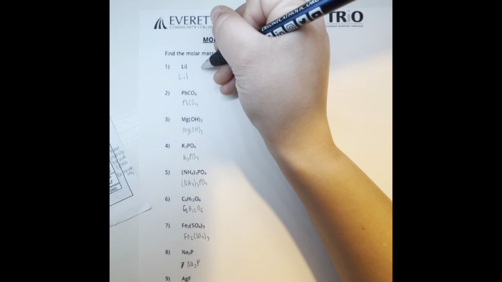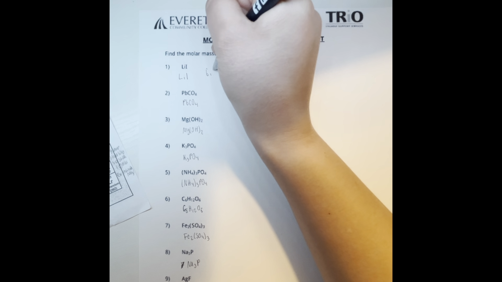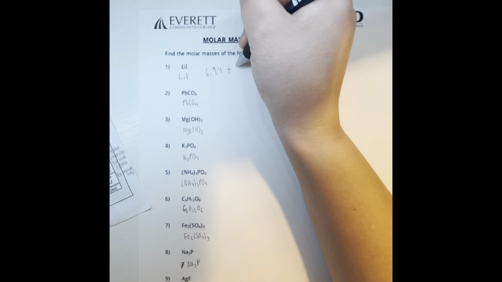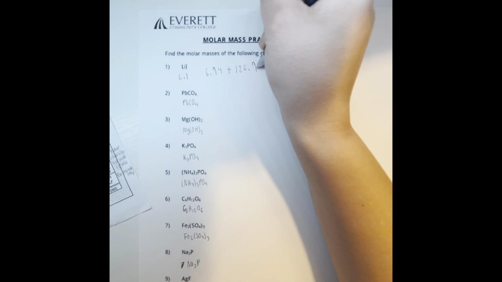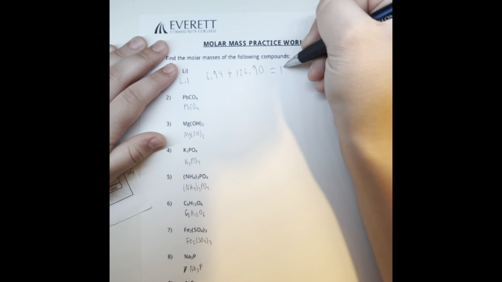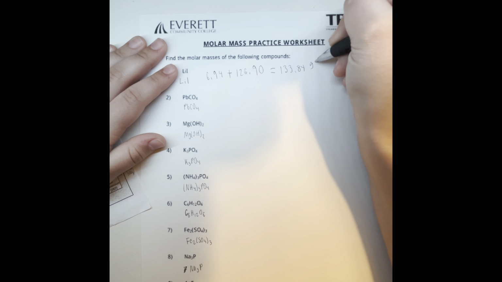Okay, lithium iodide. Let's look for our molar mass of lithium, which is 6.94 on the periodic table that I'm using. And then iodine, which is 126.90, and then just use our calculator and add. This one was really easy. I think this part is definitely going to be the easiest part of the test. That gives us a total of 133.84 grams per mole.